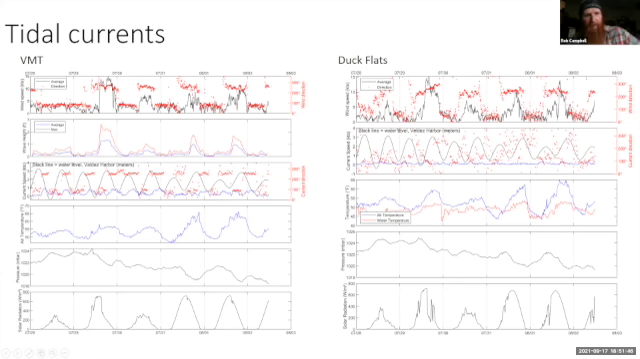And you can see in the direction that the currents are generally flipping back and forth as the tides flip back and forth as well. Not always. You can see there's a little period here after a bit of a windstorm where the currents actually didn't switch with the tides, which made my life a little more complicated. I'll get to that in a minute. And then over here at the Duck Flats, it's basically the same plot. You can see it's a lot less coherent with the tides, again, because there's just lower currents at that location.